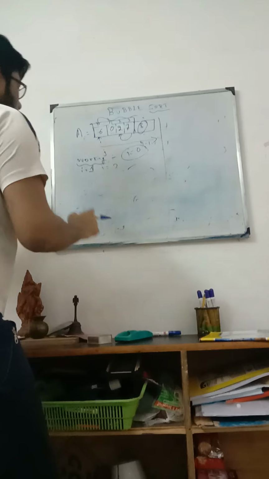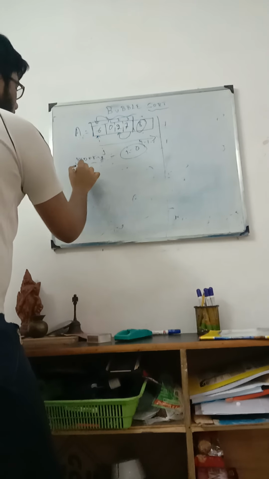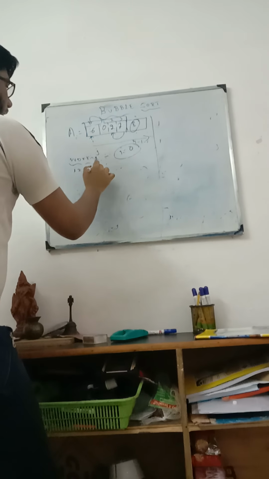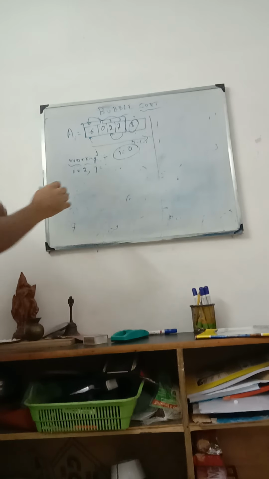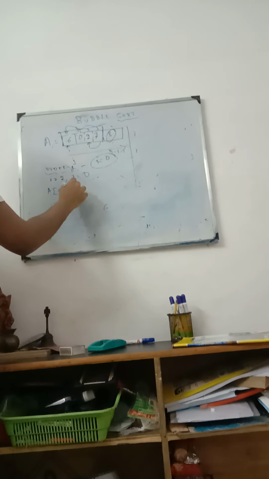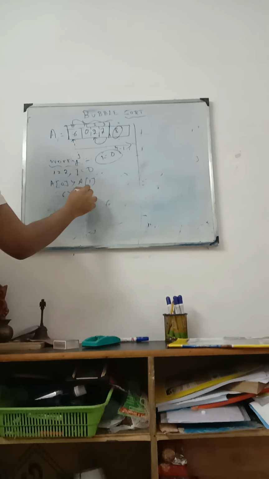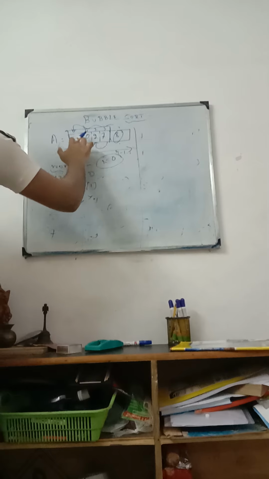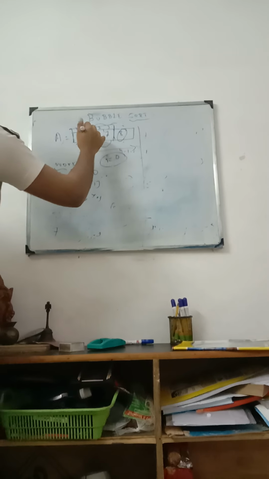Now if we take i is equal to 2, again we will start with 0. See, i is 2, so j will start with 0. So a of 0 is greater than a of 1, is it? 6 is greater than 0. Yes, the condition is satisfied, so again it will get swapped.